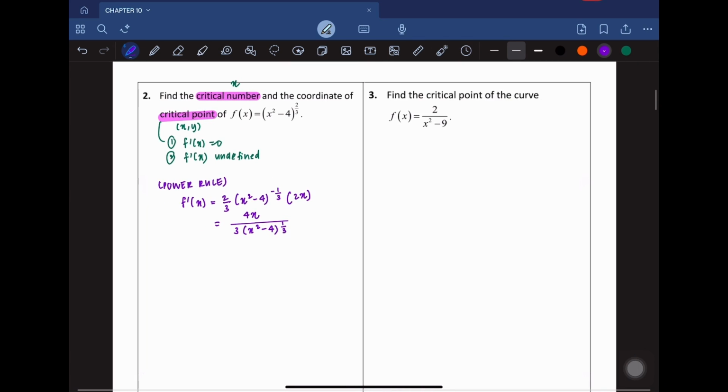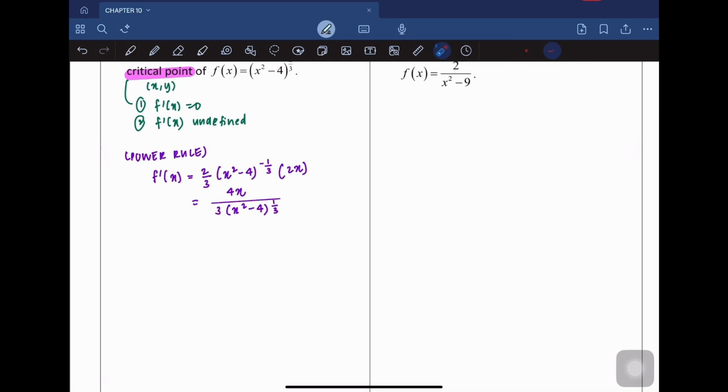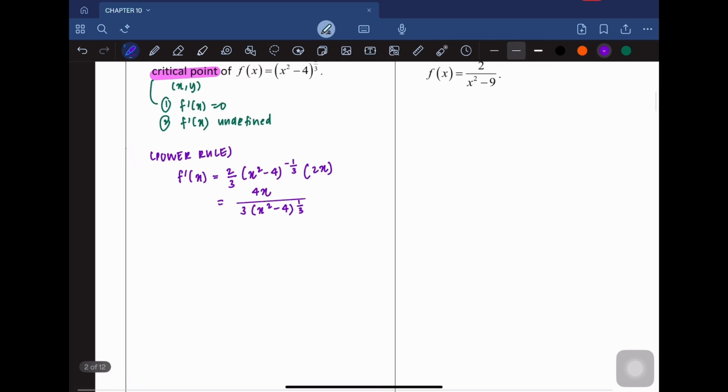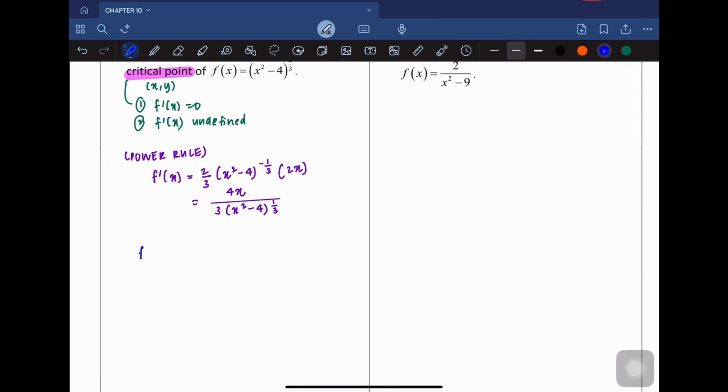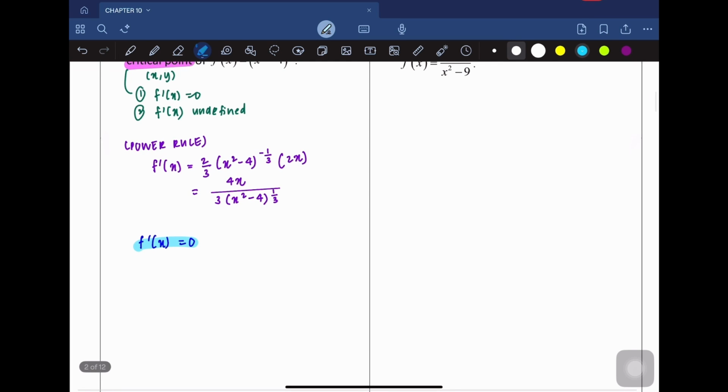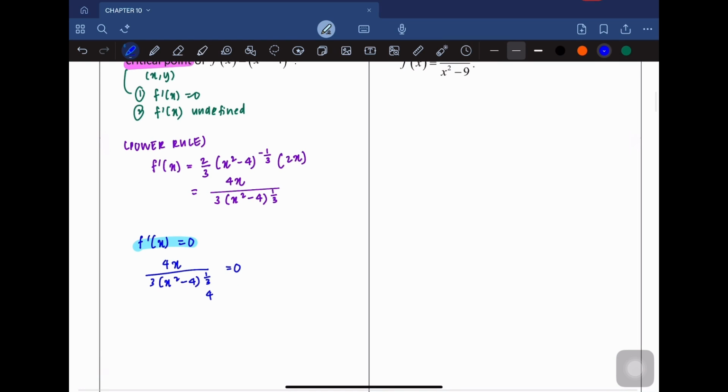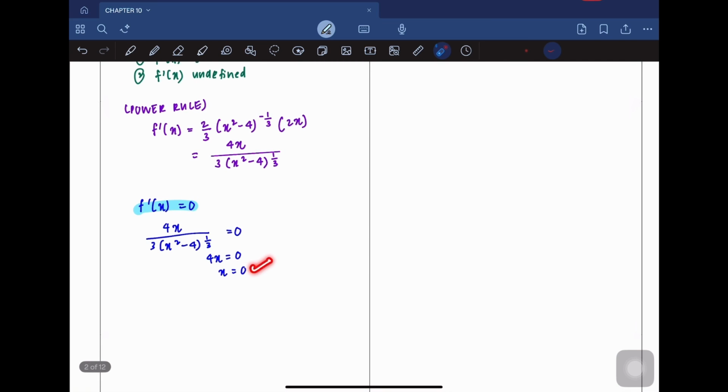For our critical points, we are going to consider the first case. The first case is when our f prime x equals 0. This is the first case for critical points. So just set it equal to 0. So 4x over 3 times x square minus 4 to the power of 1 over 3 equals 0. Move the denominator to the other side and it disappears, so we have 4x equal to 0. So x equals 0. So we get our first critical number.